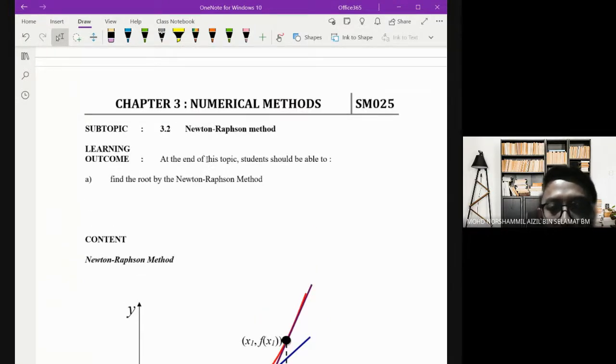So take a look at the last one for today. Last one for today, Newton-Raphson method. Newton-Raphson method. Jangan takut dengan nama dia, tak ada apa kan.